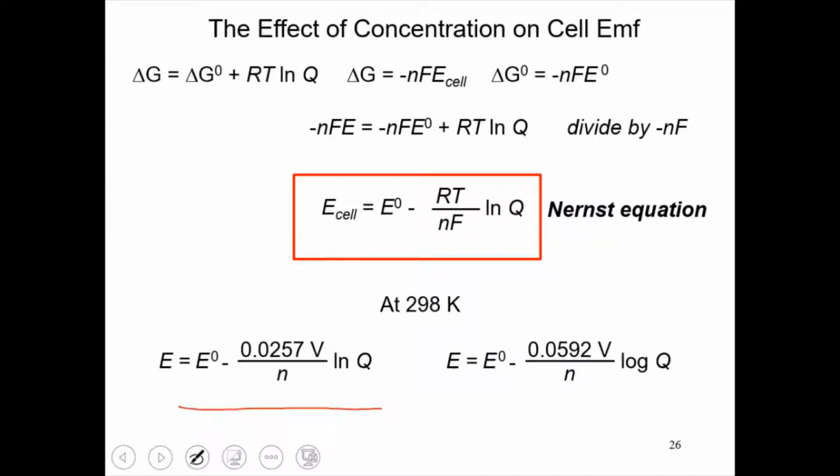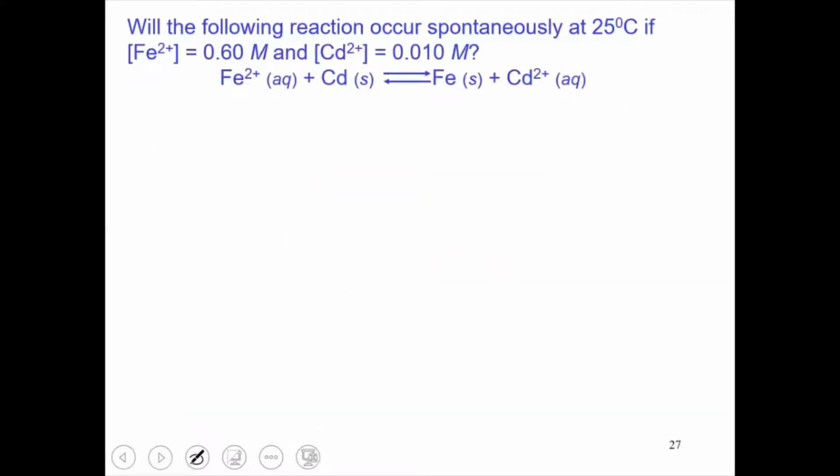Okay, so let's do a little practice exercise here with the Nernst equation. Let's build now an electrochemical cell, or let's look at a reaction. But now what we're doing is, notice that we're going to react iron 2 with cadmium to produce iron and cadmium ions. But we have changed the concentrations of the electrolytes in here. Iron 2 is at 0.60 molar. Cadmium ions are at 0.010 molar.